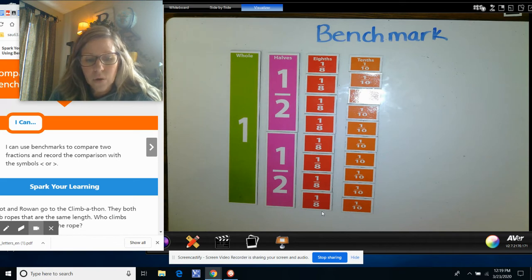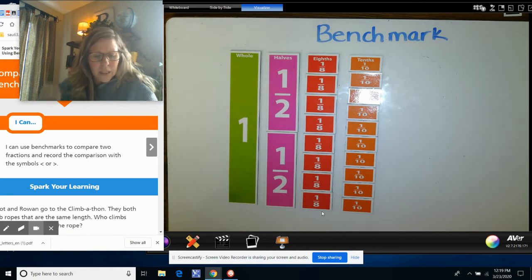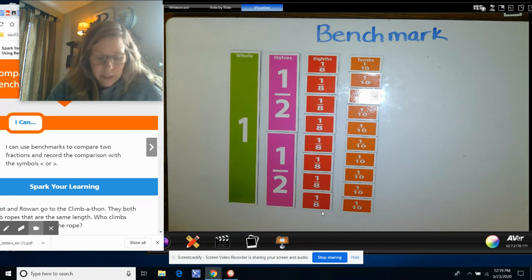Abbott and Rowan go to the climathon. They both climb ropes that are the same length. Who climbs higher than halfway up the rope? So what is this situation about? Let's think about what this is about. Possible answer. What is the possible answer? Think about it. You're right, climathon. Talking about climbing this rope at this climathon. So let's go back and reread the problem one more time.